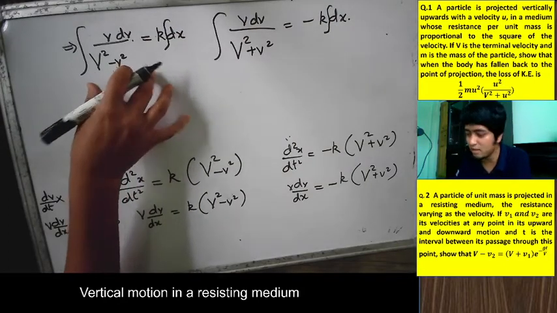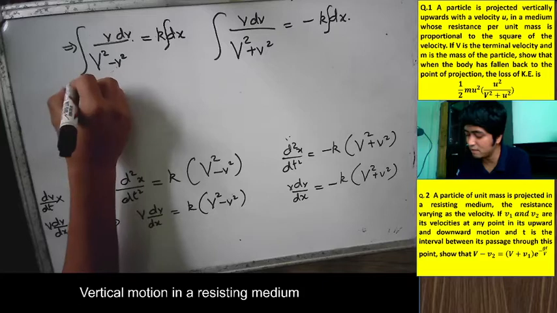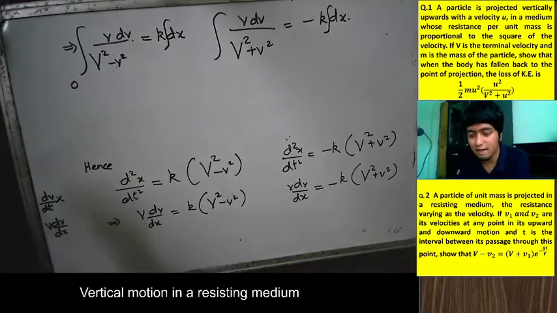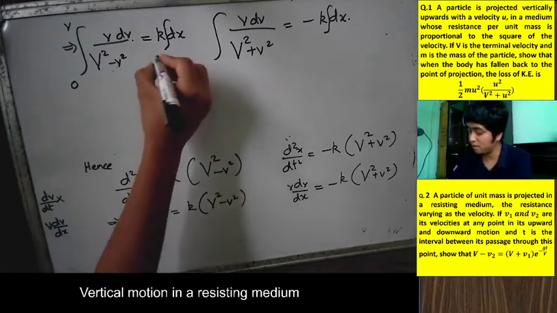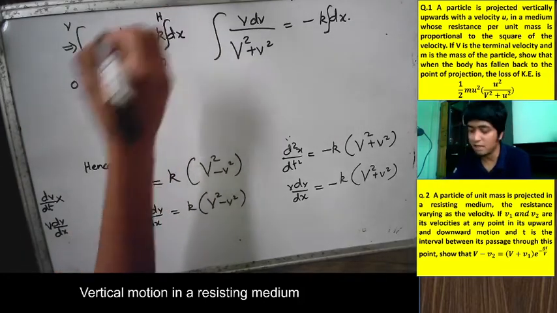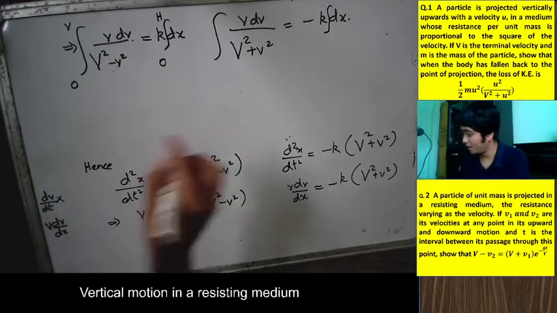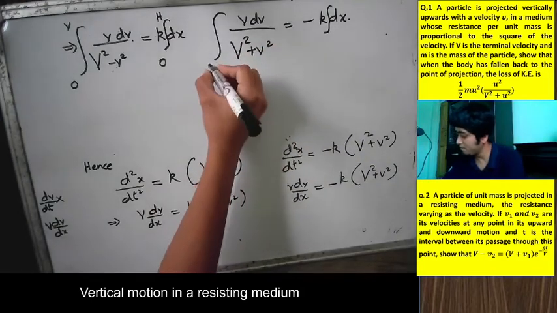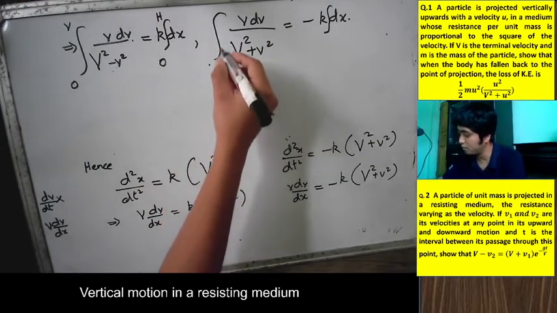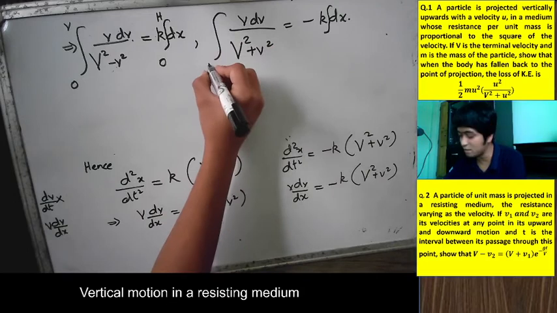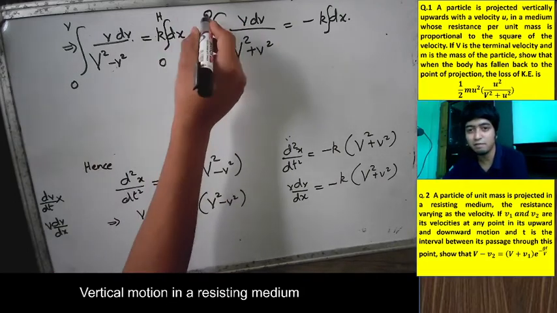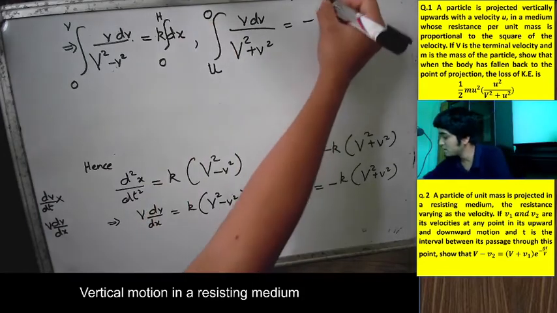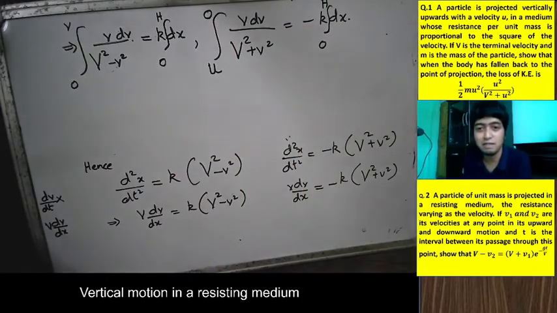The limits: this one is for the downward motion. For the downward motion, it is starting with velocity 0 and it ends with velocity v. It is always h, so from 0 to h. And over here it will be for the upward motion: the velocity starts from u and ends at 0. At the highest point the velocity is 0, whereas over here it's still 0 to h.